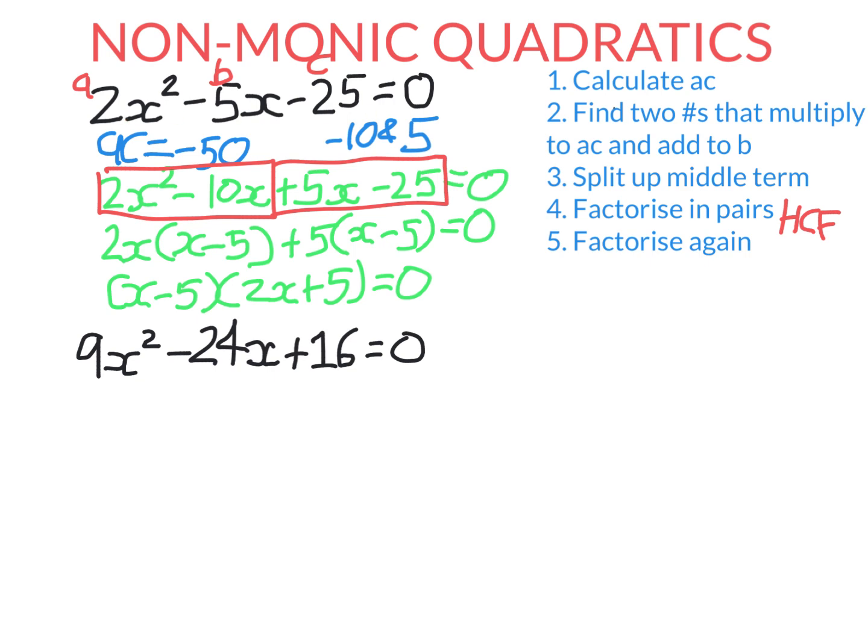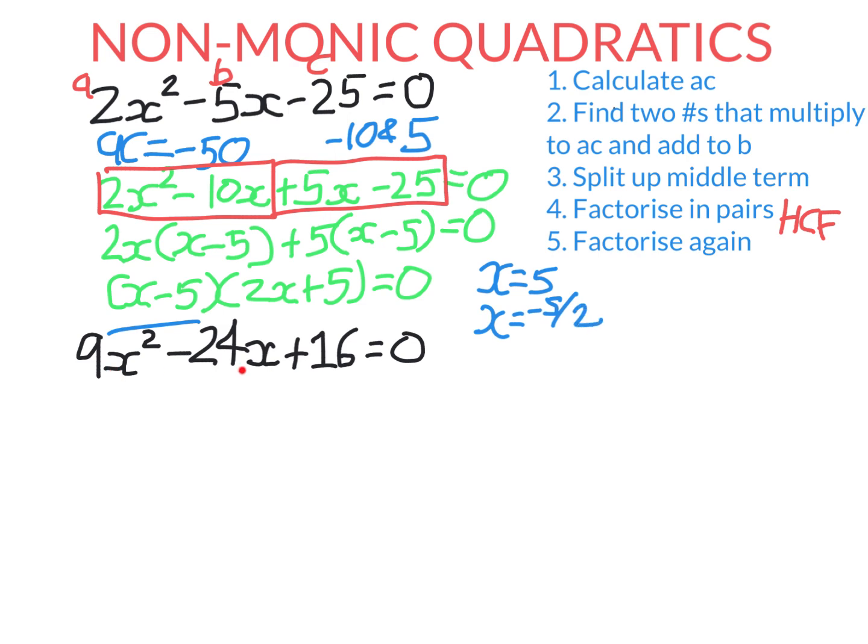We can use the null factor law, because if something times something equals 0, either the first something equals 0, so if x minus 5 equals 0, x equals 5. Either the first something equals 0 or the second something equals 0. So if 2x plus 5 equals 0, you've solved equations like this a million times. Subtract 5, divide by 2, you get negative 5 over 2. They are the 2 solutions and we're done.